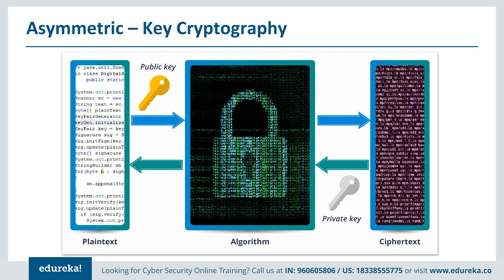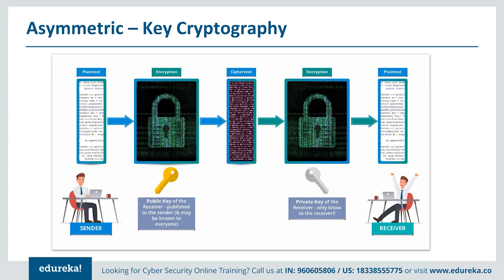And the cipher text uses a private key and goes to the algorithm, and now it comes back as plain text. This is a simple difference. A plain text is encrypted into encrypted text; here, using the private key, decryption is done, and it receives the plain text.